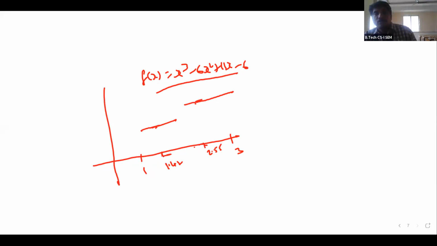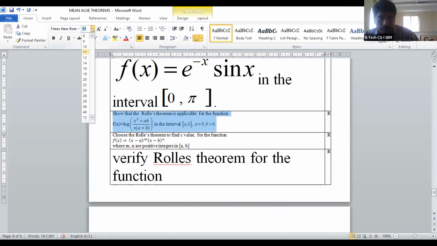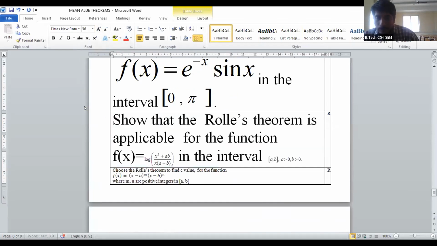How many of you really understood the problem? Please raise your hands. Okay, now I'll give a problem. We have to solve that. All of you copy this question quickly.